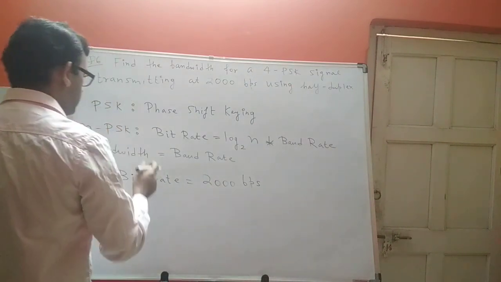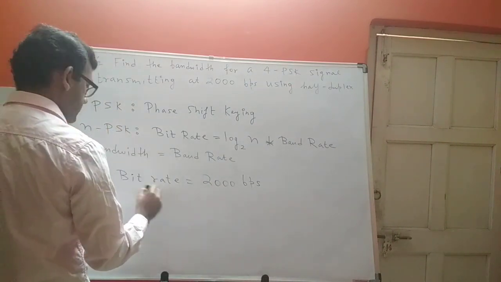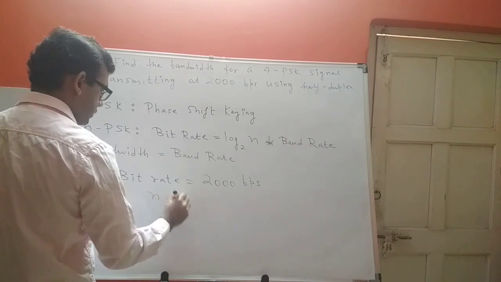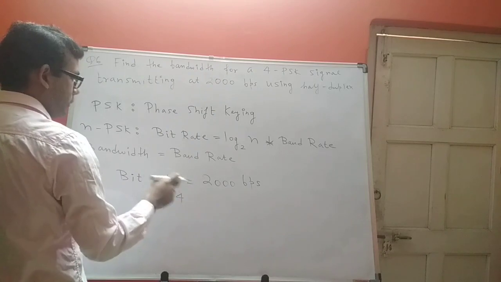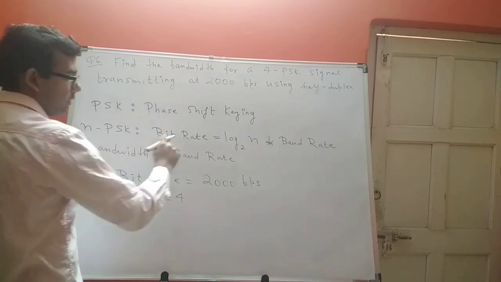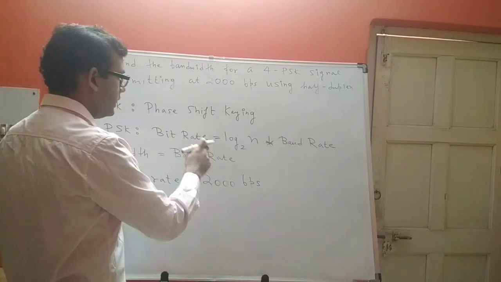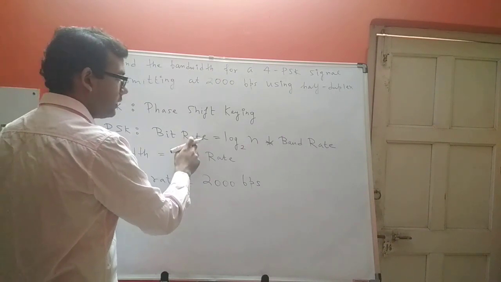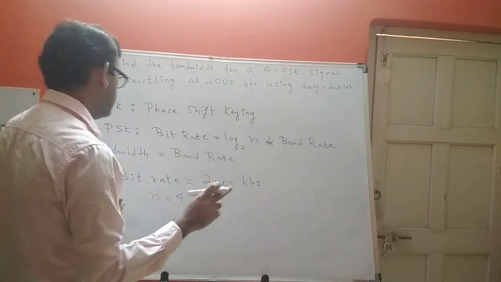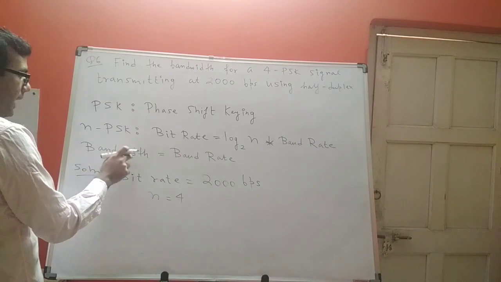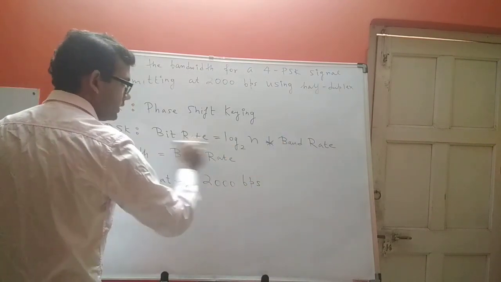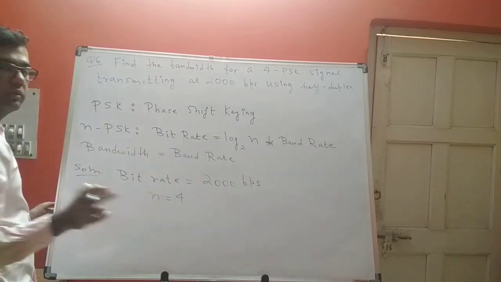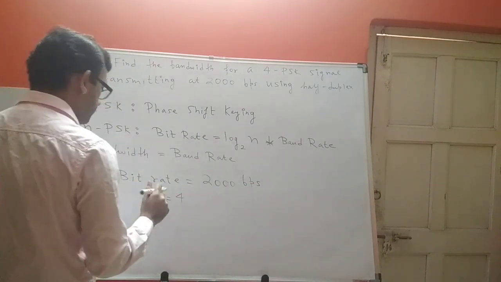That means the value of N is 4. And now we have been asked to find the bandwidth. From this formula, you can understand that there is no relationship as such between bit rate and bandwidth. But there is a relationship between bandwidth and baud rate. And if I am able to find the baud rate using this formula, then I'll easily be able to find the bandwidth. So let me first find the baud rate.